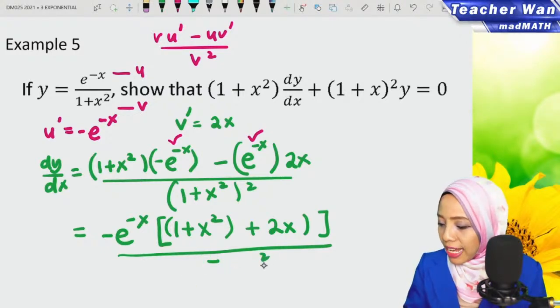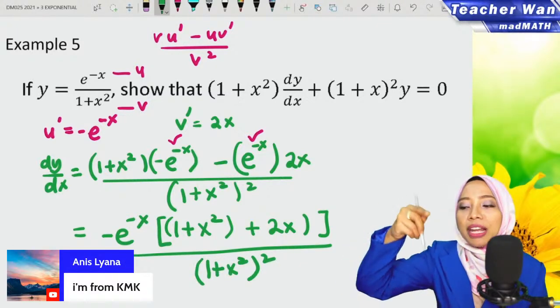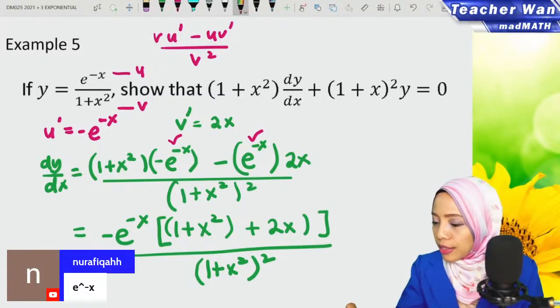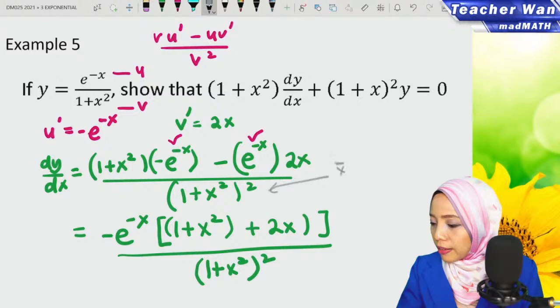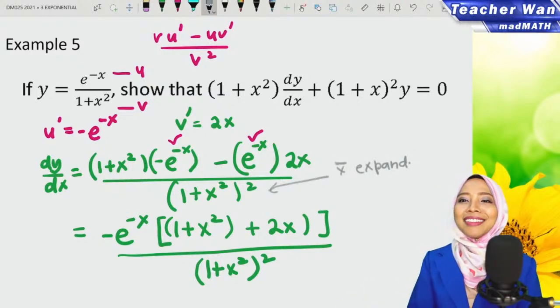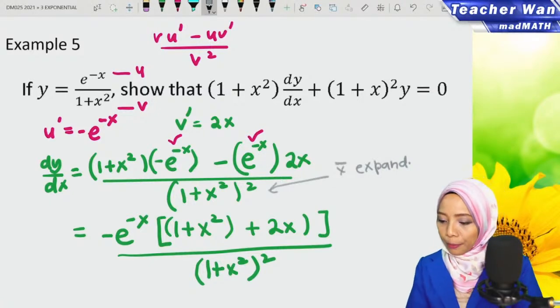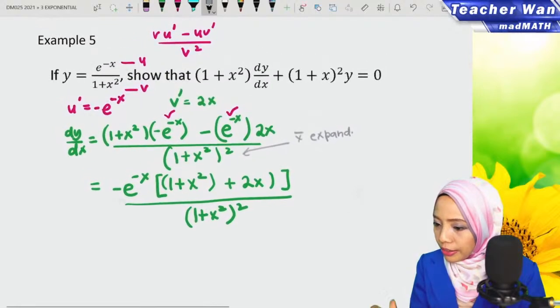Okay, the next tip: do not expand the denominator. Write it down, do not expand the denominator. If you expand this, you will faint. This part, do not expand. Okay, alright. So let me zoom out a little bit here.